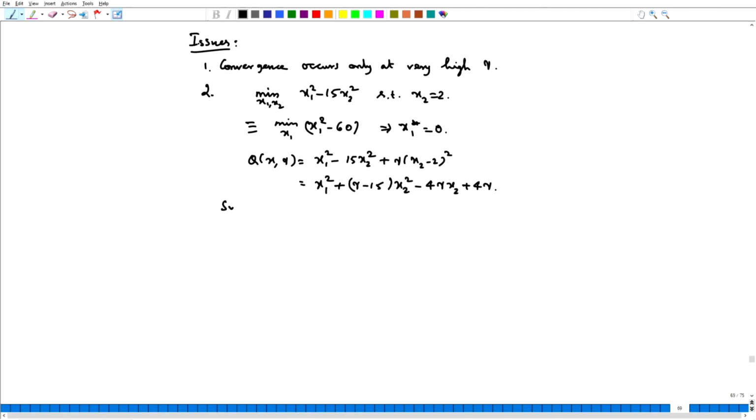Suppose you minimize q of x comma gamma with gamma less than 15. You can see that the minimum is actually minus infinity, because gamma minus 15 is negative, right. You can put x1 equal to 0 and drive x2 down to infinity, so q of x comma gamma can go as bad as minus infinity. The minimum of q of x comma gamma diverges to minus infinity, right. Since this is a simple problem, you actually see what is happening.